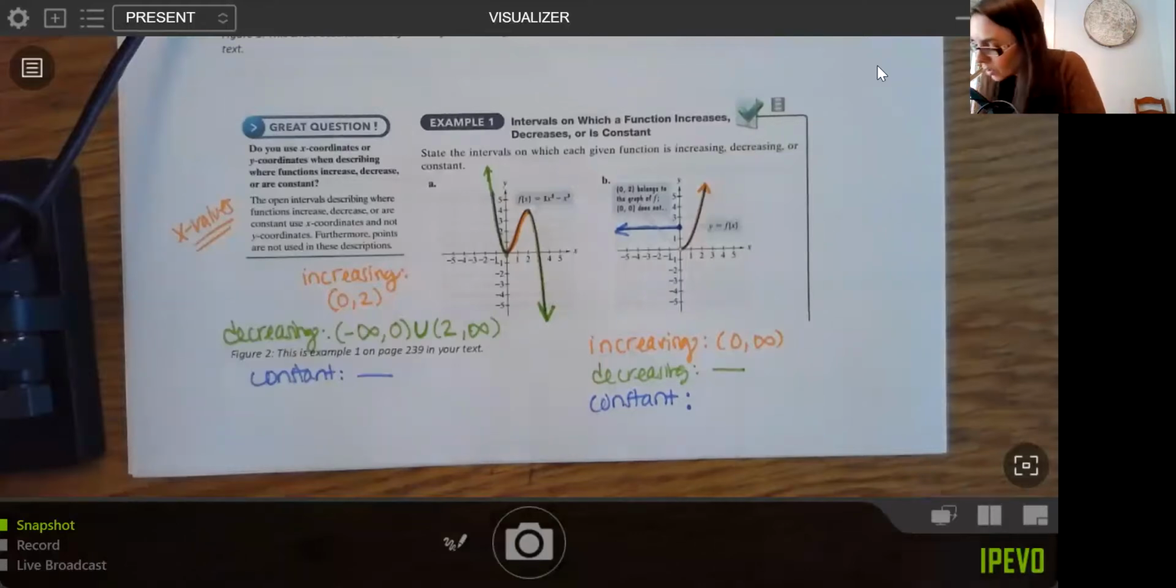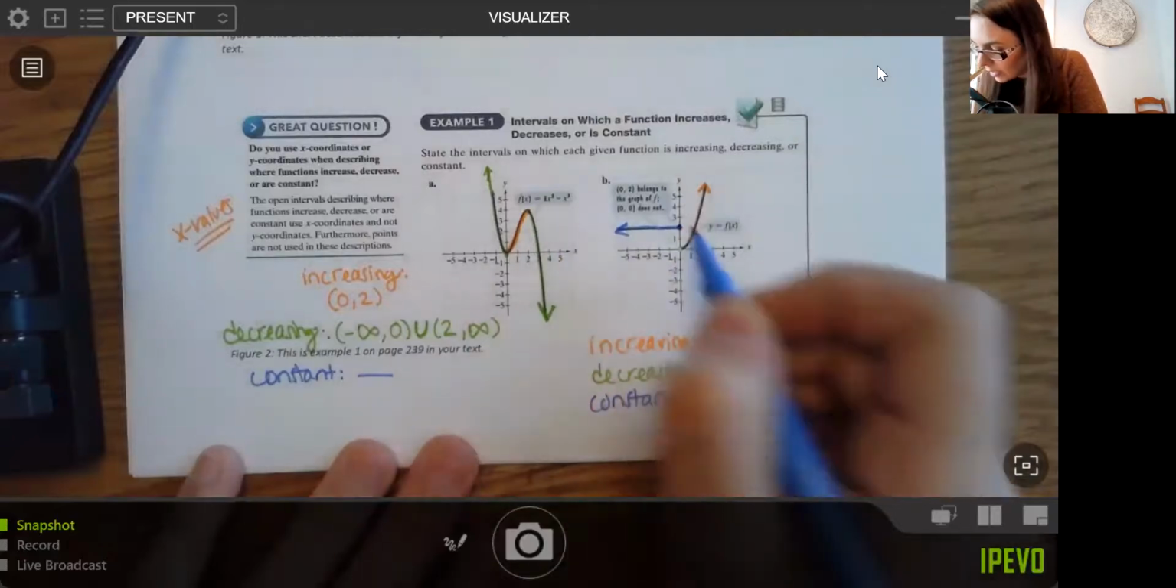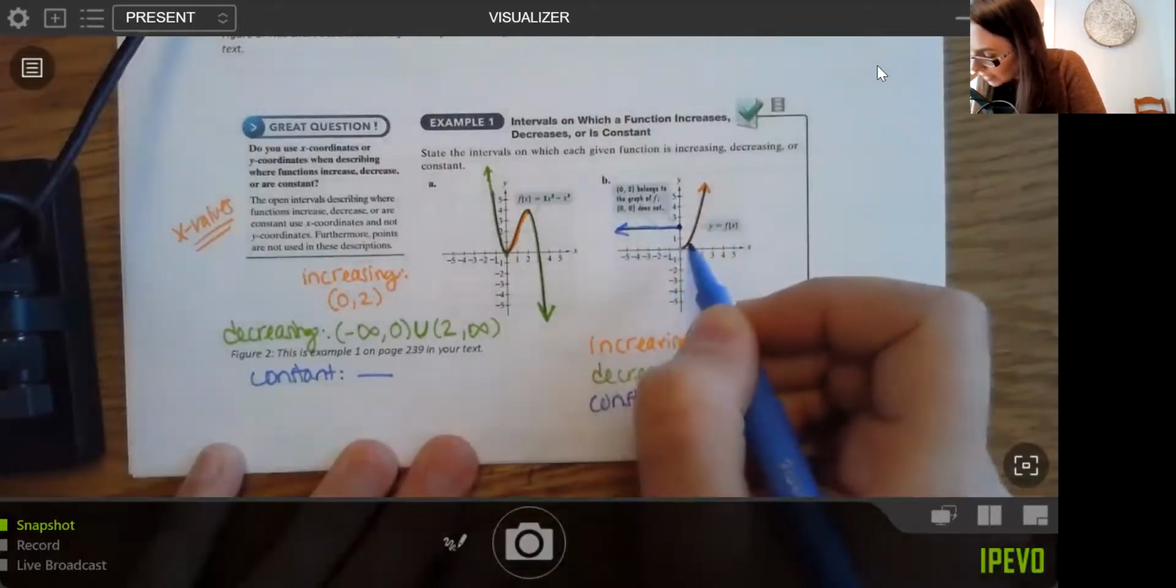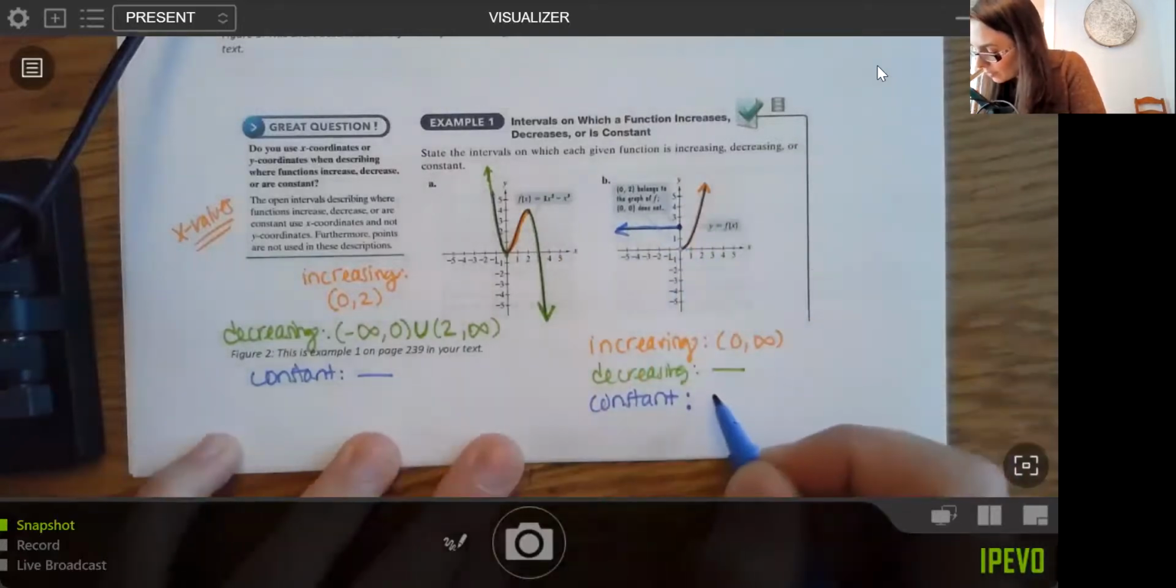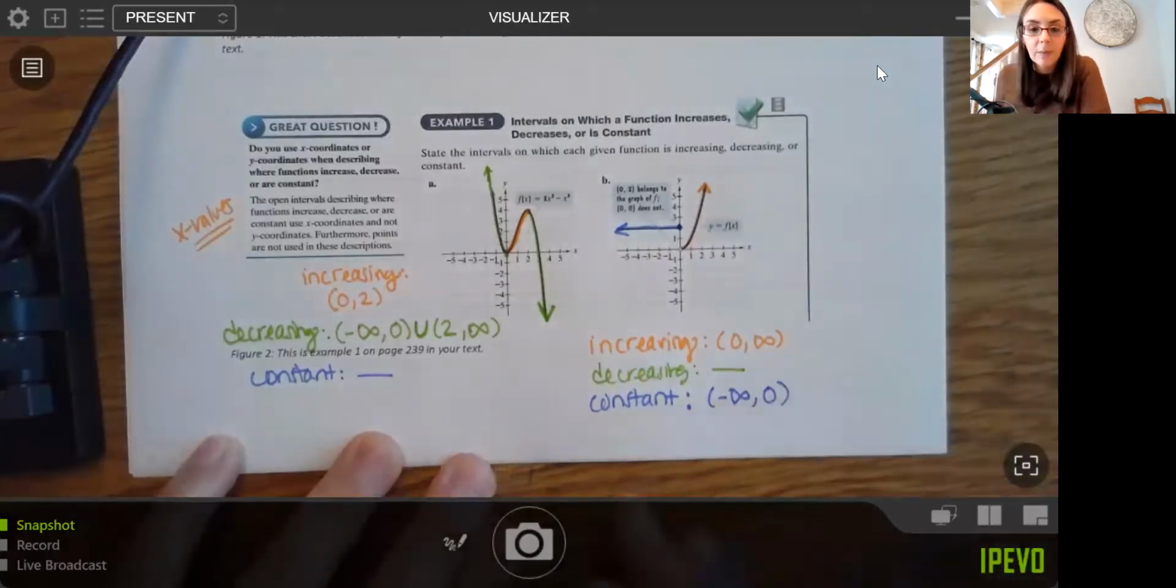Now let's see. It's constant all the way to the left. It's going to keep going constant forever. And then we have this endpoint here at, let's see, x equals 0. So it's constant from negative infinity all the way through to x equals 0.